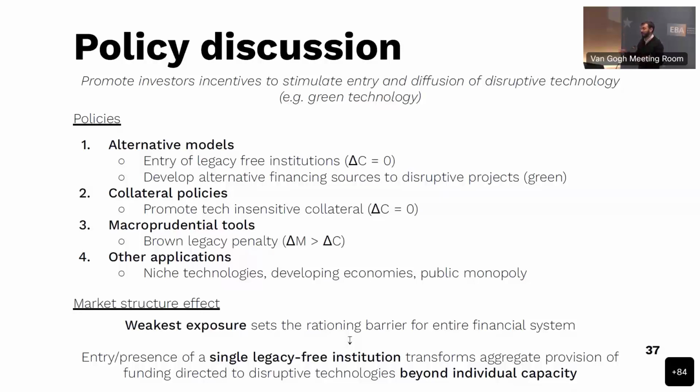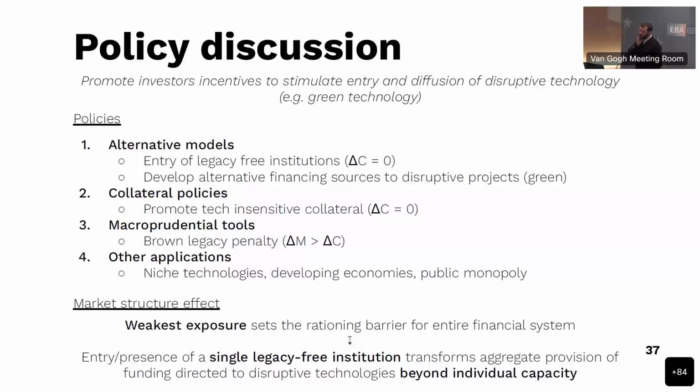So typically Belgium is quite a concentrated and homogeneous system where financing mostly comes from 4 banks. So you can develop alternative funding sources, can promote collateral policies, because ultimately here the collateral is exposed to the technology. But if your collateral is government bonds, it's not exposed to this technology. So you may want to have policies that address the sensitivity of the collateral towards the potential disruption. You can also impose this through macroprudential tools.